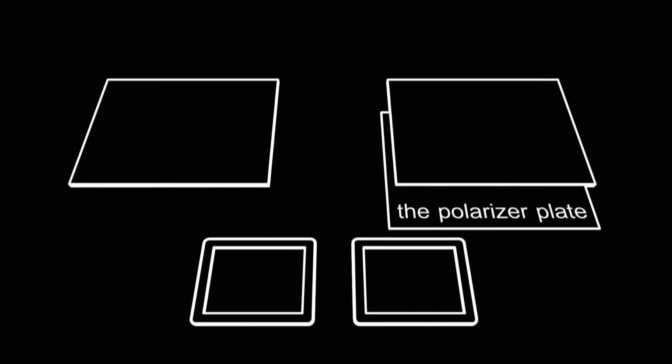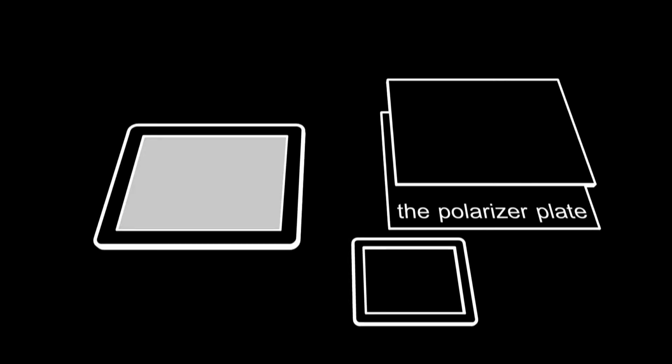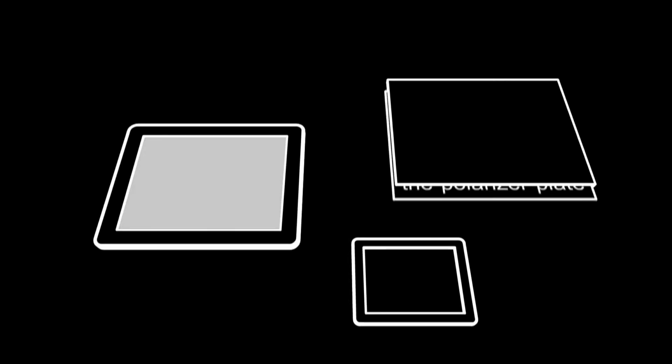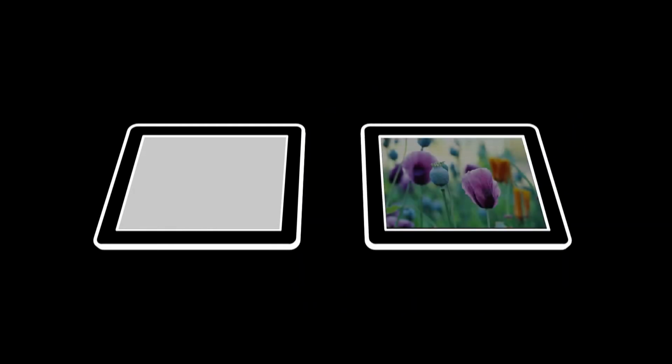Without the polarizer plate, the LCD will be fully pervious to light and unable to display images. With the polarizer plate, the LCD can control the effect of light penetration to display various kinds of images.